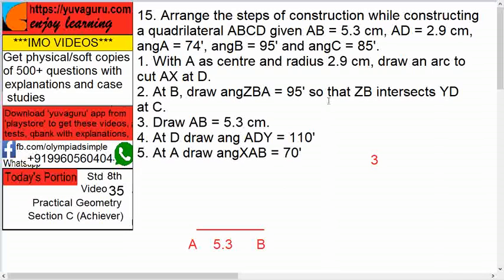95 degrees, so that ZB intersects YD at C. Now do you know YD? No, you don't know anything. So leave this. At A, draw angle XAB equals 70. Yeah, this can be done. XAB. Okay.